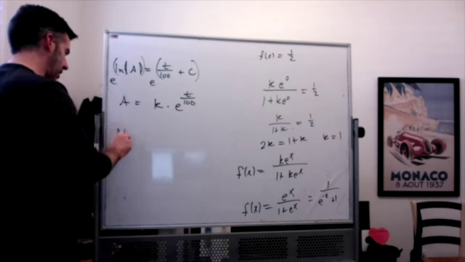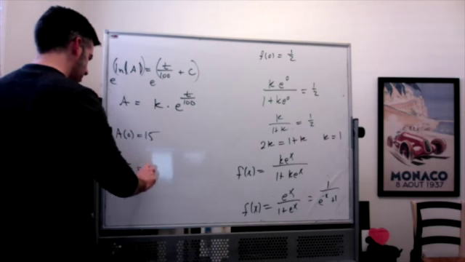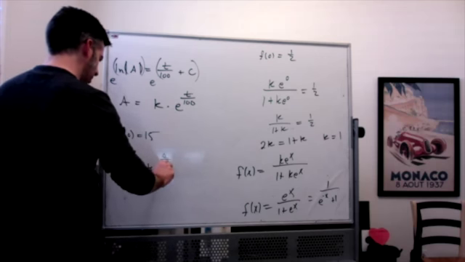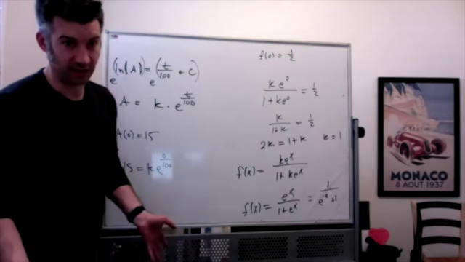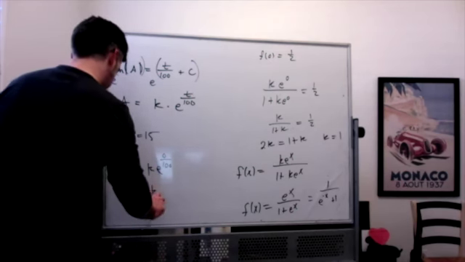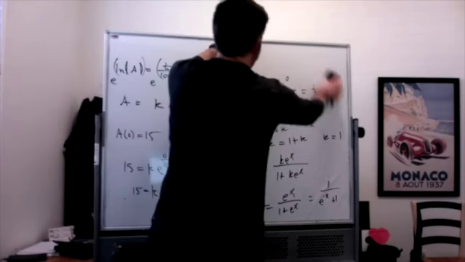I know that A of 0 is 15. So plug in 15 for A and 0 for T. And oh, look, that's super great. K is just 15. That's a lot better, I think, than doing something else. So K equals 15.